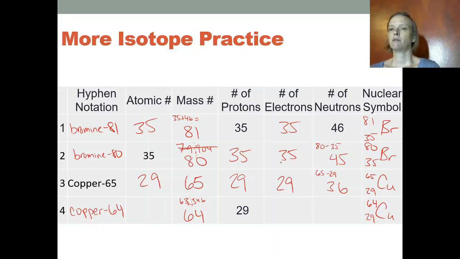Then I can determine, let's see, we already said that this has 29 protons, so the atomic number is 29. I can calculate the number of neutrons by doing 64 minus 29, and that gives me 35 neutrons. And my number of electrons should be the same as my number of protons in a neutral atom, and that's 29.